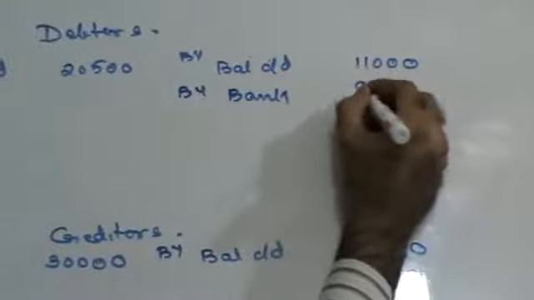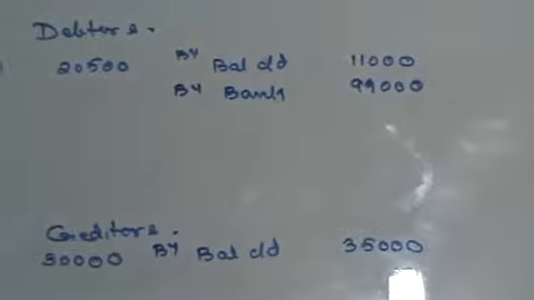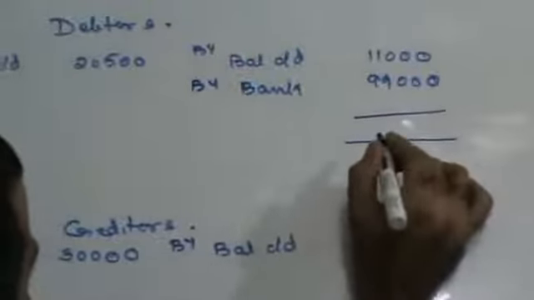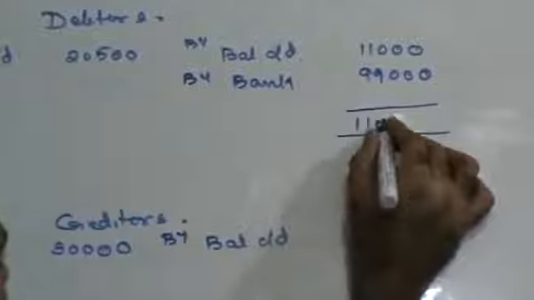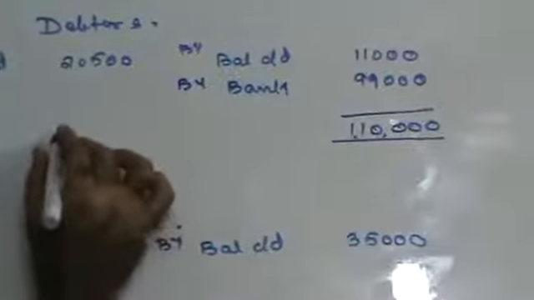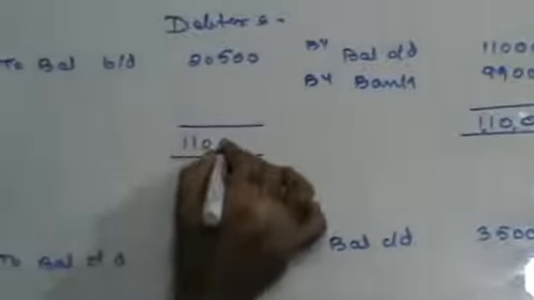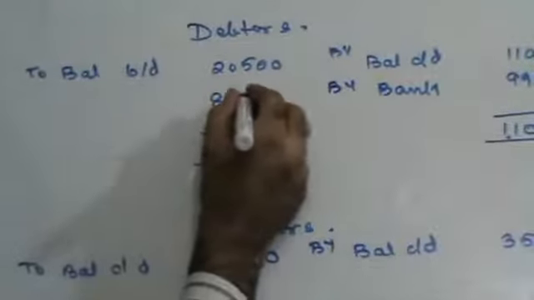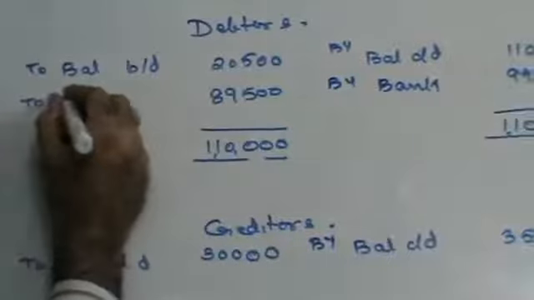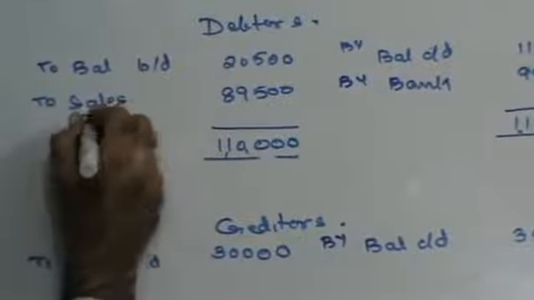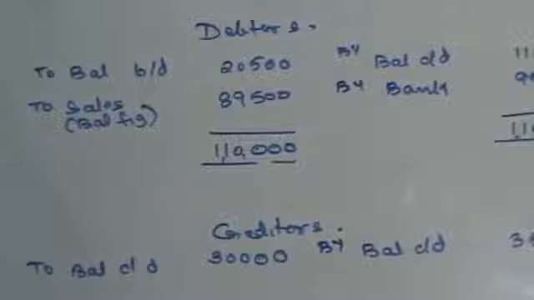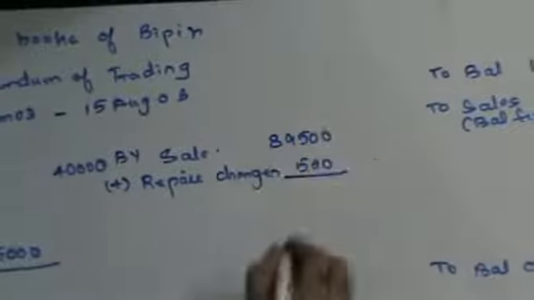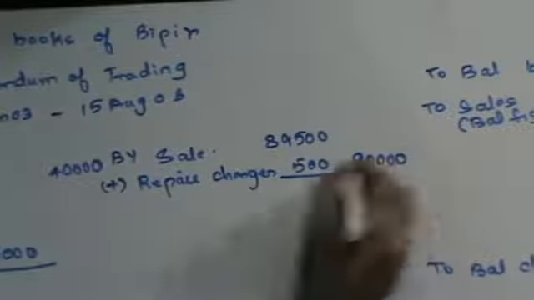From debtors we had received 99,000. Let us tally the debtors account. 99,000, 1,10,000. 89,500 will be your balancing figure. This will be called as to sales. This is my balancing figure. So my sales is 89,500. Add 500 brings it to 90,000.